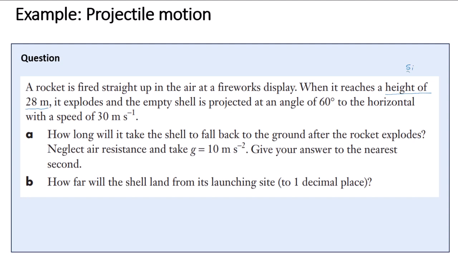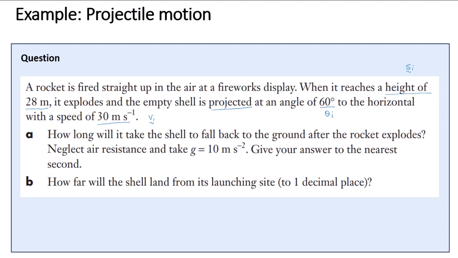So our initial displacement vector will come out of this, and it explodes and the empty shell is projected. So it's a projectile motion we are talking about, at an angle of 60 degrees. So this will be our initial angle, theta I, to the horizontal with a speed of 30 meters per second. So that's the initial velocity, I should say. So that will be Vi vector will come out of this.